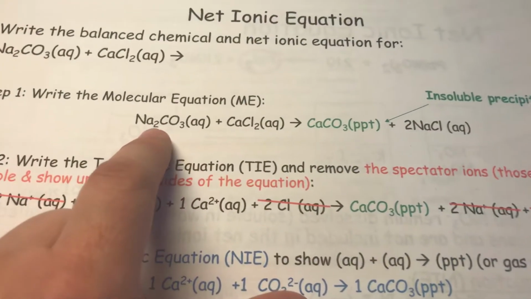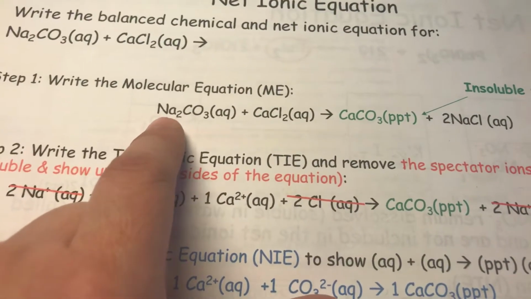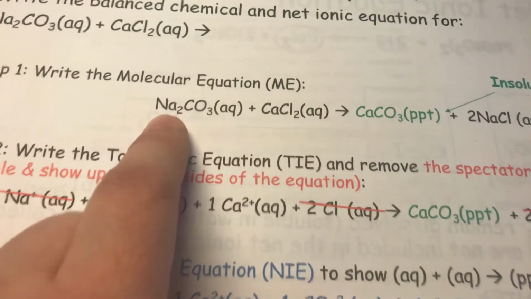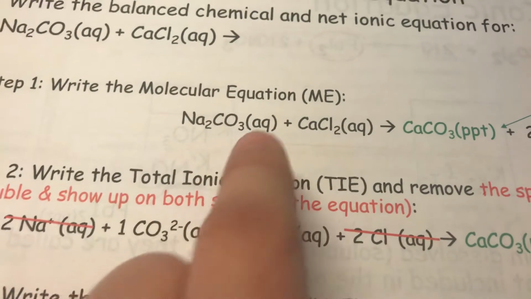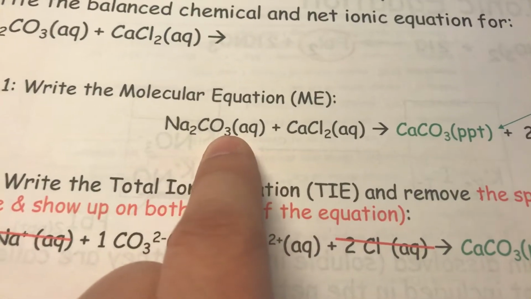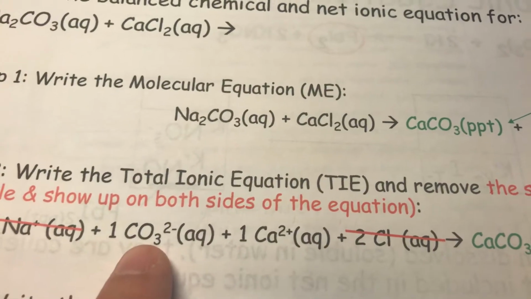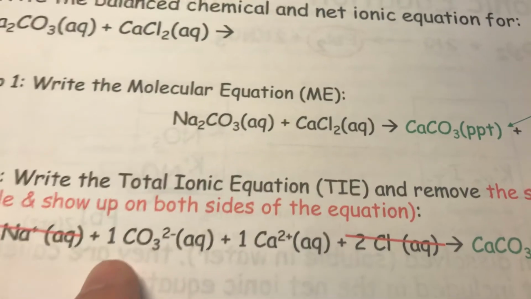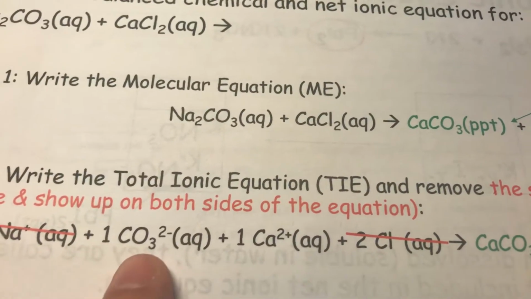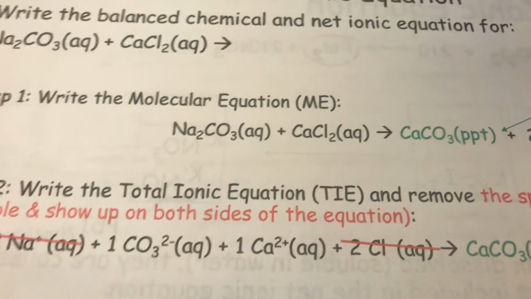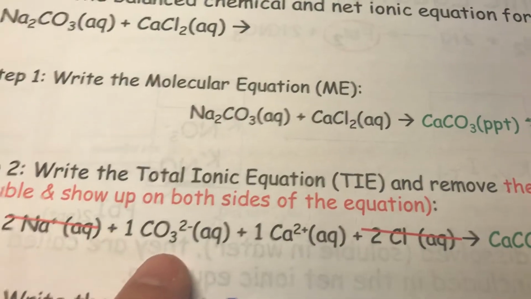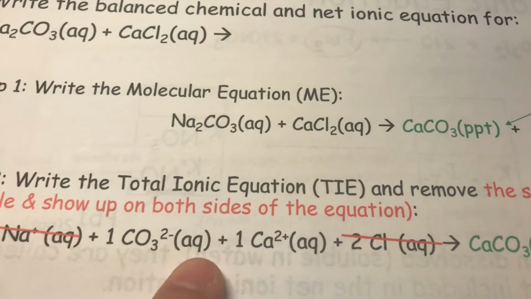So what happened is I form back, okay, I have 2 Na, and the Na is plus. So I write 2 Na+ (aq). CO3, I have 1 CO3, so I will write 1 CO3 2- (aq). Make sure you have three things: the coefficient, the ion with the charge, and the state of matter.